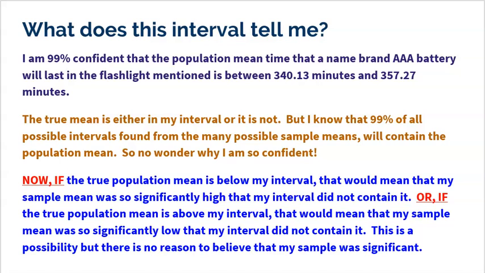But I know that 99% of all other possible intervals found from the many possible sample means will contain the population mean. So no wonder I'm so confident. There's millions of samples out there, and every sample mean will create its own confidence interval. And I know that 99% of all those confidence intervals are going to contain the true mean. So again, I'm pretty confident that my interval is one of the ones that contains the true population mean.